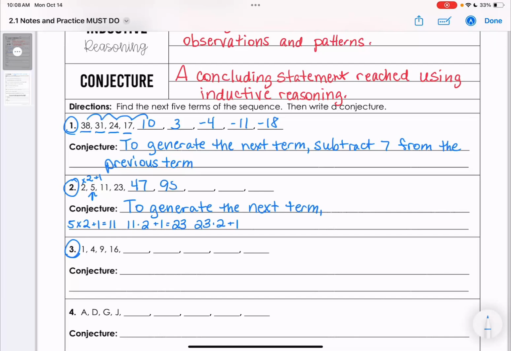And then we go on and do the same for all of these. 191 times 2 is 382. Then we add 1 and we get 383. So sometimes you have to look a little bit to figure out what these are. So we're going to say, to generate the next term, double the previous term and add 1.